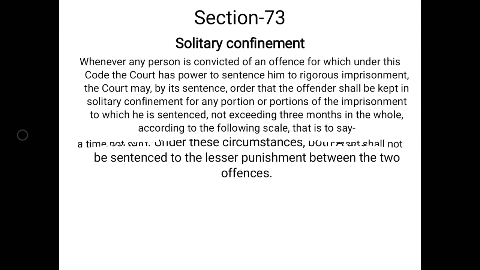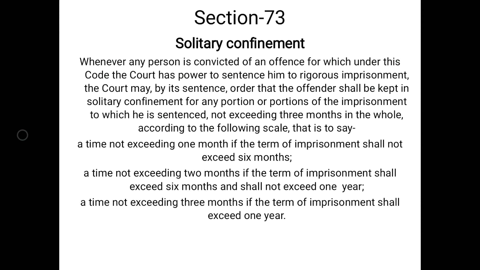Section 73. Solitary confinement. Whenever any person is convicted of an offence for which under this code the court has power to sentence him to rigorous imprisonment, the court may by its sentence order that the offender shall be kept in solitary confinement for any portion or portions of the imprisonment to which he is sentenced, not exceeding 3 months in whole, according to the following scale, that is to say, a time not exceeding 1 month if the term of imprisonment shall not exceed 6 months, a time not exceeding 2 months if the term of imprisonment shall exceed 6 months and shall not exceed 1 year, a time not exceeding 3 months if the term of imprisonment shall exceed 1 year.